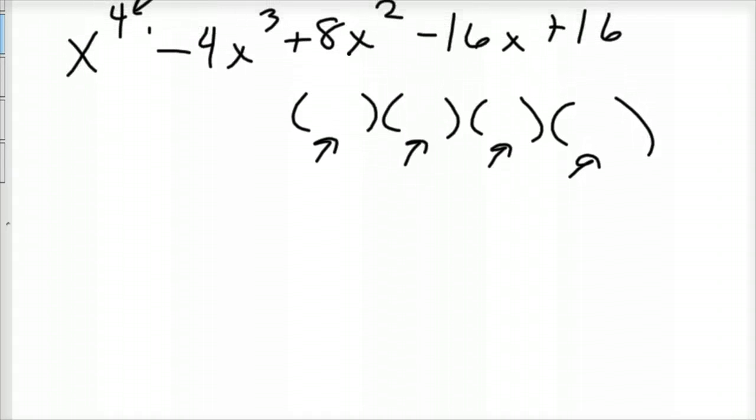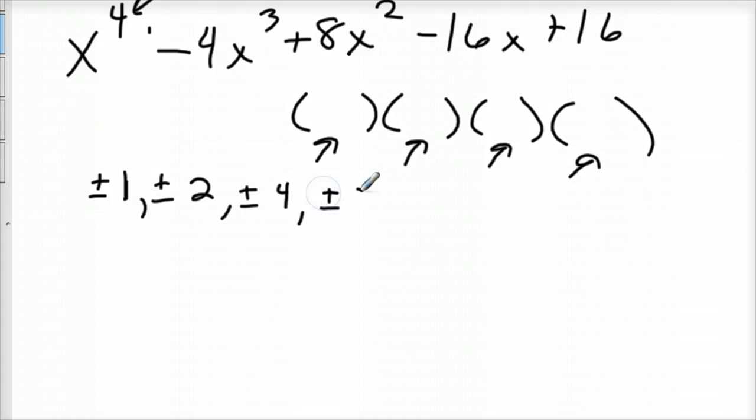So first off, use the rational root theorem. And if you don't know that, go back and review it, rational root theorem. But I know my rational roots could be plus or minus 1, plus or minus 2, plus or minus 4, and plus or minus 8, because remember it's that p over q idea, where p is all the factors of 16, and q is all the factors of 1, because here would be q and here would be p.